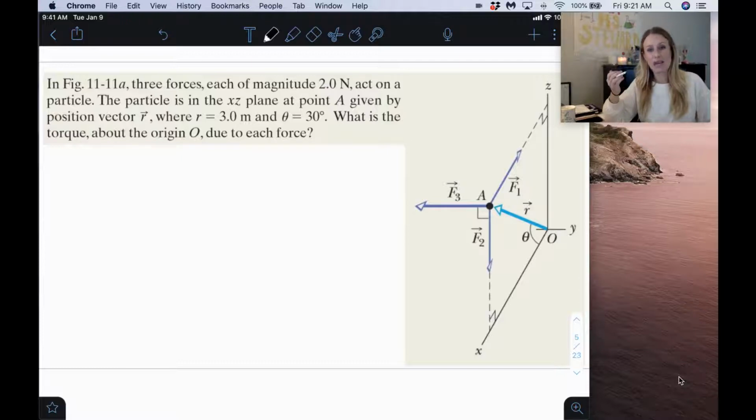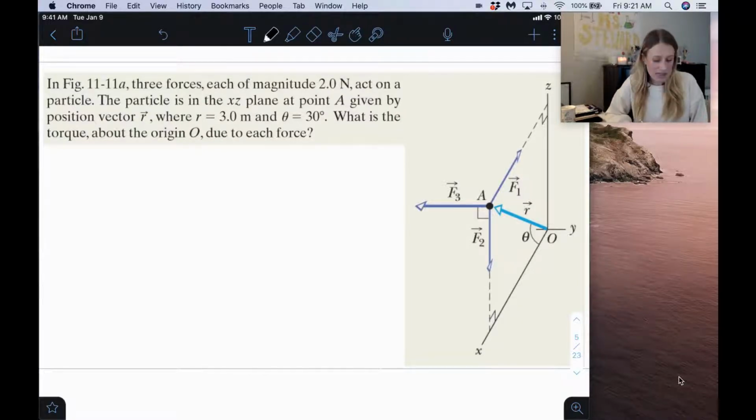So here we have our axis of rotation. I put that in quotes because we don't know if we're actually rotating about that axis. It's just a reference point here. And point A is the thing that we're measuring the torque of about that point, O here. So O obviously is at the origin.